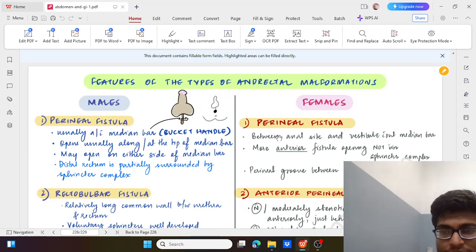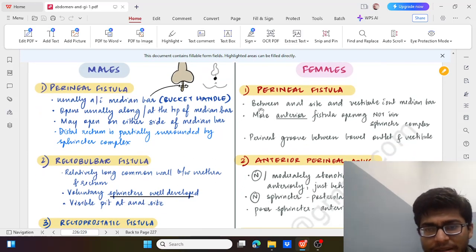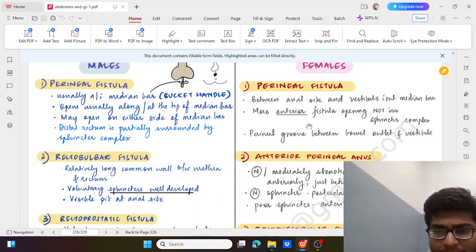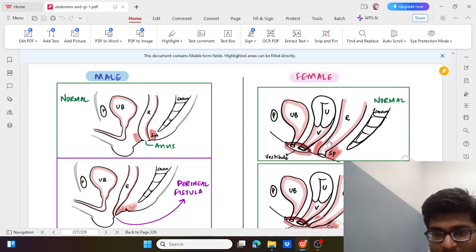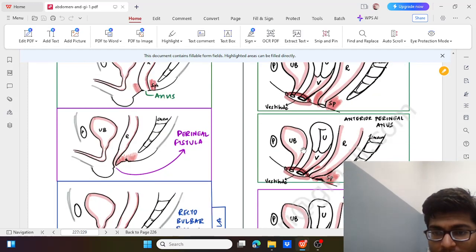Now we see some disorders, that is the perineal fistula in females. That is when the rectum opens between the anal site and the vestibule without the median bar. It is a more anterior fistula opening, not into the sphincter complex, in the perineal groove between the outlet and the vestibule. As we can see in the diagram, this is the normal anatomy where the anus opens in the sphincter complex and the vagina opens into the vestibule.